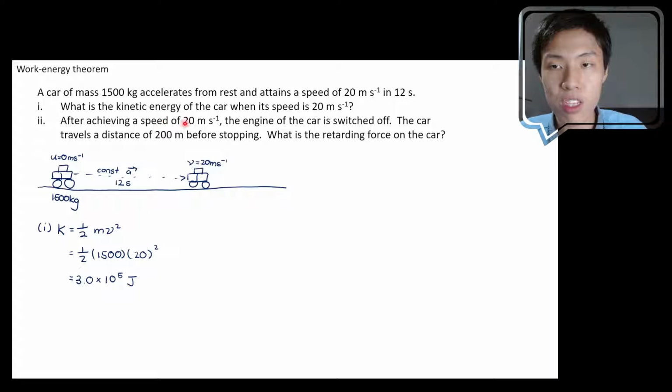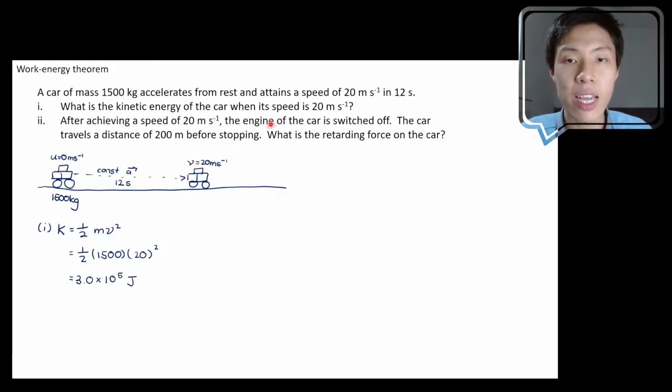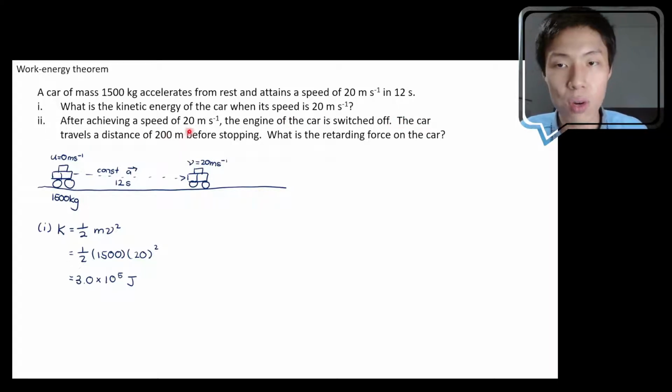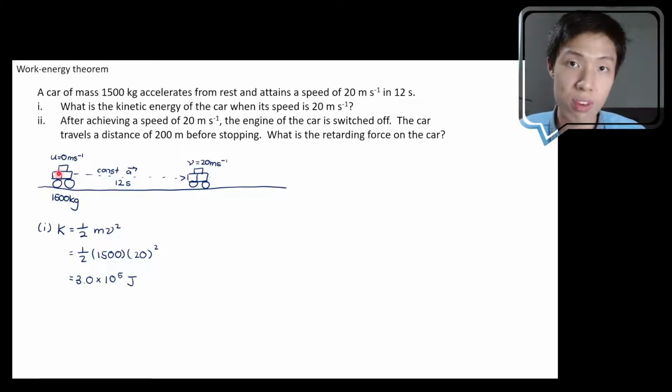After achieving a speed of 20 meters per second, meaning that after this point over here, the engine of the car is switched off. Then the car travels a distance of 200 meters before stopping. So you can imagine a situation like this. Initially, the car is at rest. Let's say you just start your car, then you step on your accelerator pedal, then the car speeds up at a constant acceleration. So you don't suddenly press a lot, you suddenly press a little, you press at a constant angle. So yeah, the car speeds up until you reach this point.